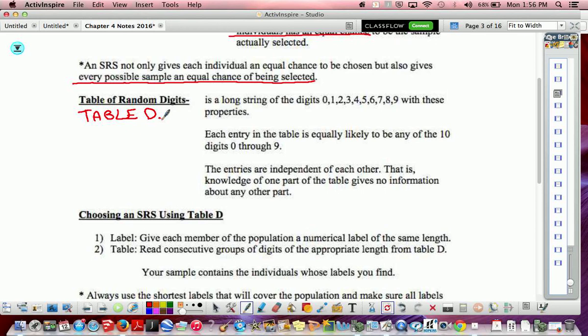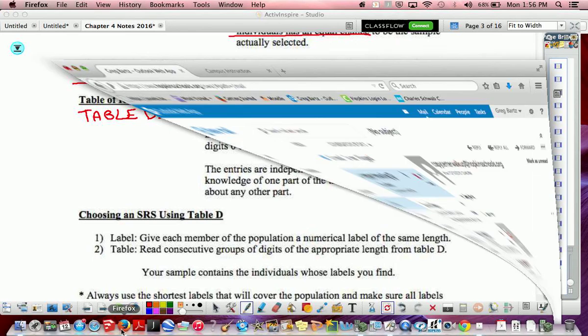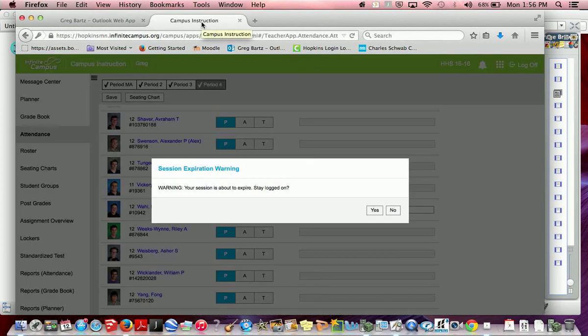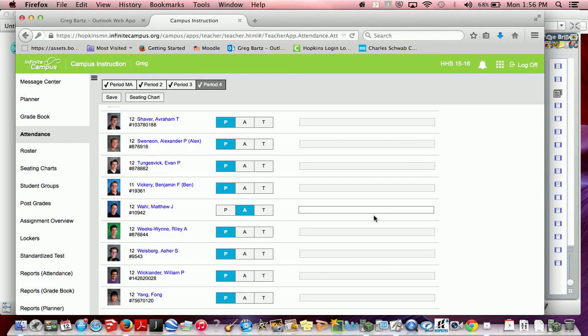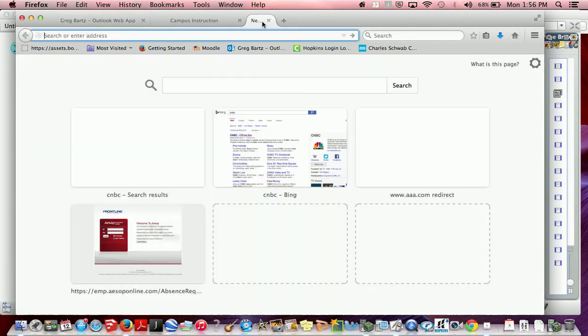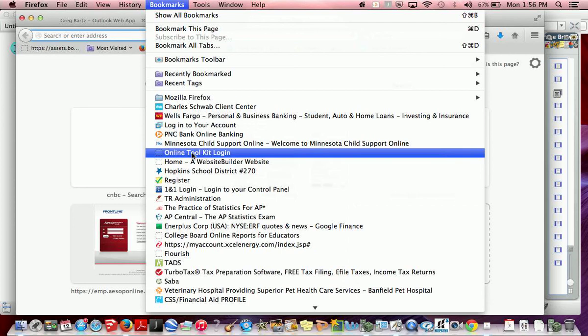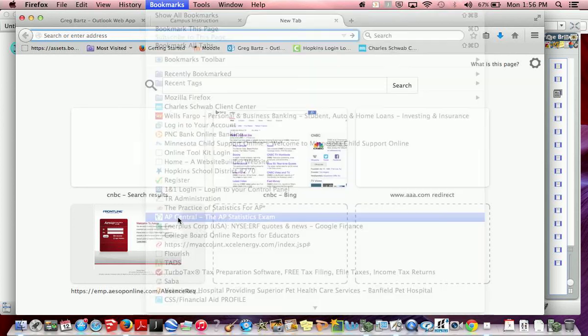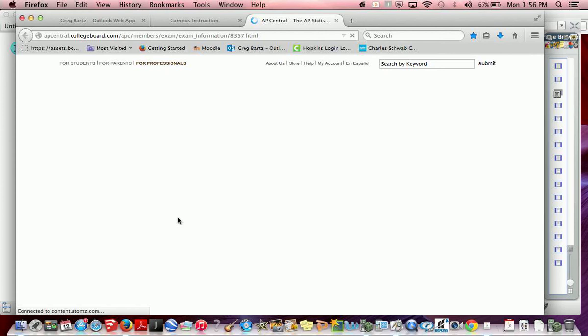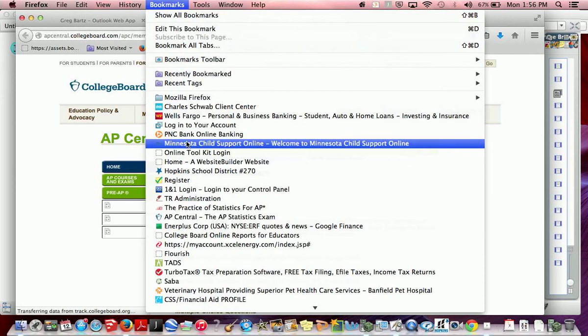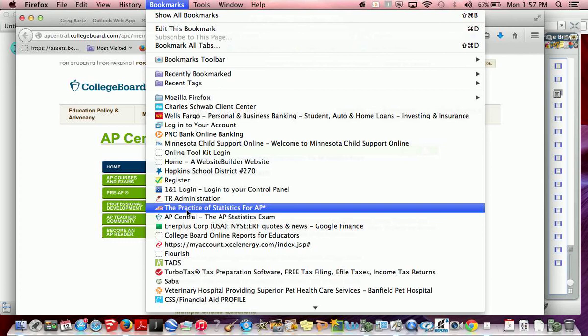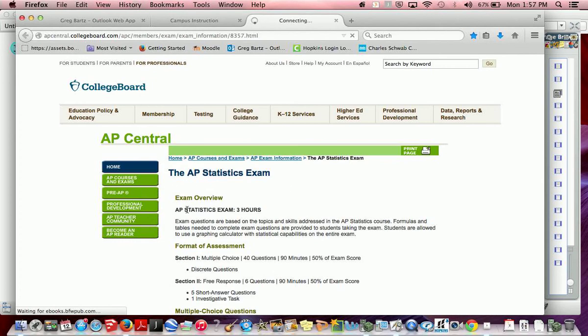Now, since I have a minute, let me do this. If I go to, yes, I want to stay logged in. I don't want campus instruction. Where'd it go? I don't want my email. Uh-oh. Bummer. So, I had it bookmarked and it is gone. That's okay. I am going to go to your online textbook. I don't want the AP Central, I want your textbook. I want the exam. Yes, I'm still recording and logged in, I hope.